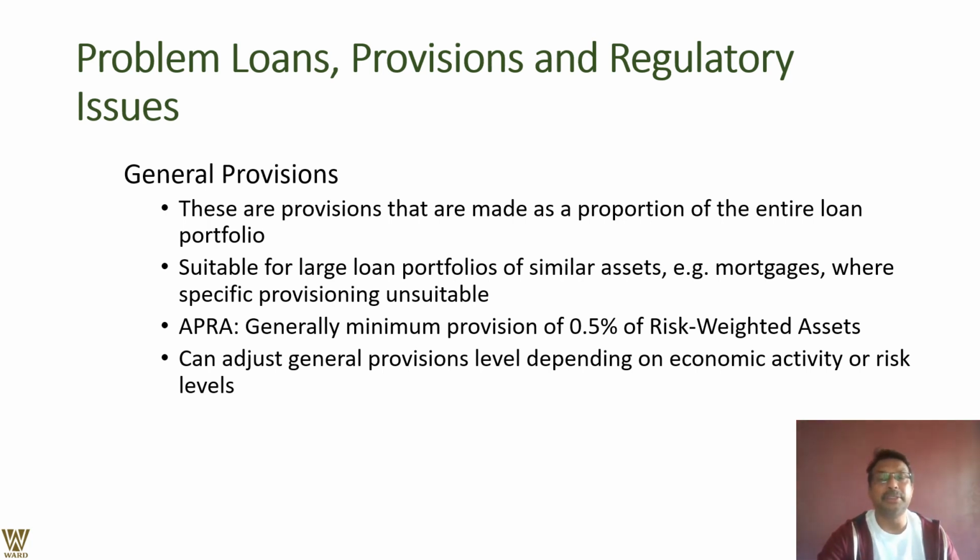The general provisions are provisions made as a proportion of the entire loan portfolio. Remember, they are suitable for a large loan portfolio of similar assets, for example mortgages, where specific provisioning is unsuitable. APRA is the prudential regulatory authority. Generally, the minimum provision is 0.5% of the risk-weighted assets. One can adjust the general provisions level depending upon economic activity or the risk level being undertaken.